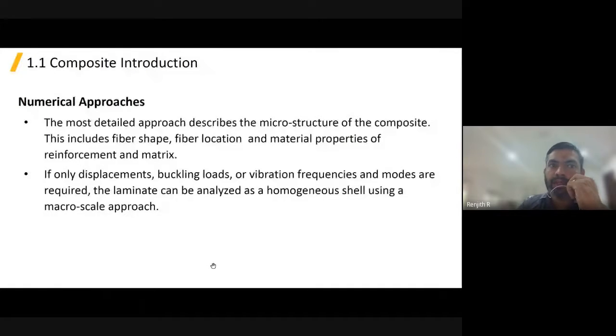Then most of the time, from the academic perspective, we go for the microscopic approach, as we are interested in the microstructure of the composites. And next, in this workshop, I am going to focus on this microscopic approach.